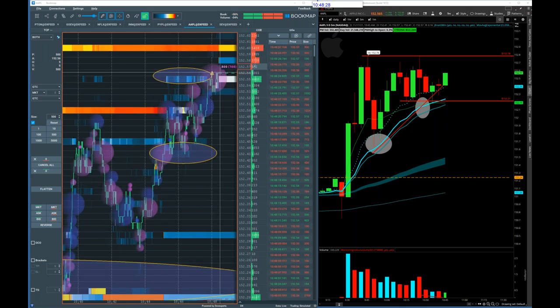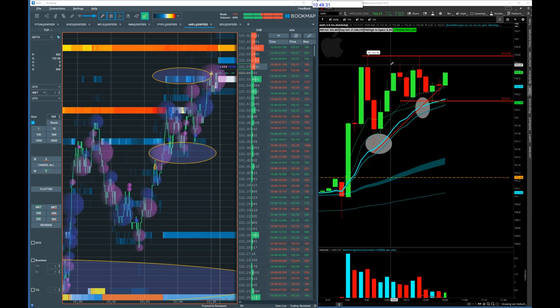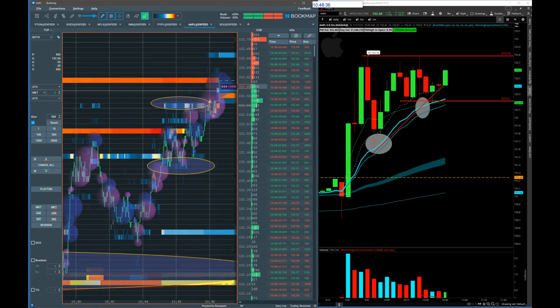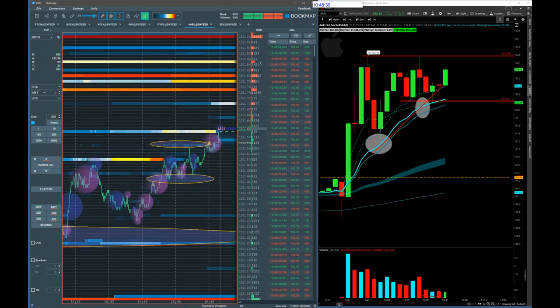So right away, I'm looking at the next resistance level. In this case, we have this 152.77, okay? So we're looking to sell something to the strength. It's like when you trade options.